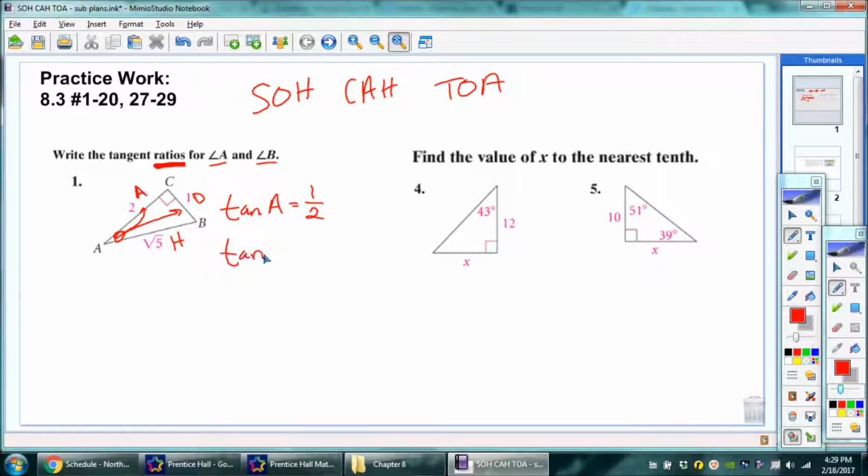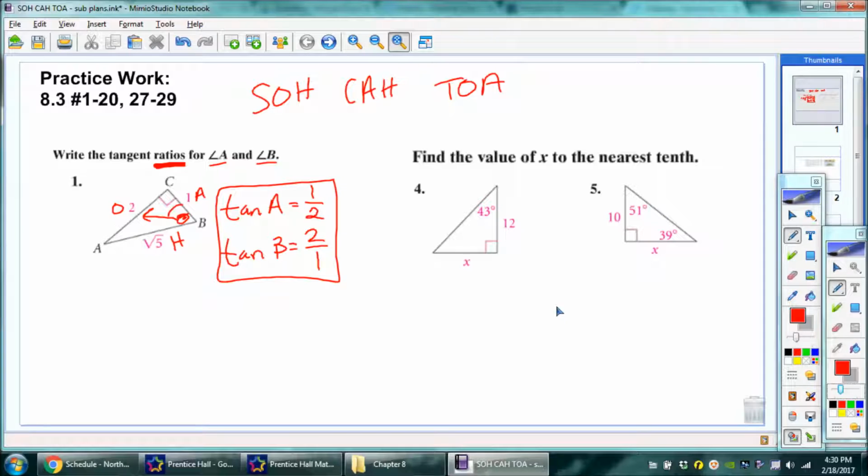Now we want to find the tan of B. So we have a different reference angle. It's no longer going to be angle A. So my opposite is going to be different, and my adjacent will be different. My hypotenuse is still my hypotenuse. That doesn't change, but the reference angle does. So this is my reference angle. Opposite is here, adjacent is here, and hypotenuse is still the same. So tangent of B is opposite over adjacent, so 2 over 1. For ratios, this is all it's asking: finding that relationship and writing it as a fraction.